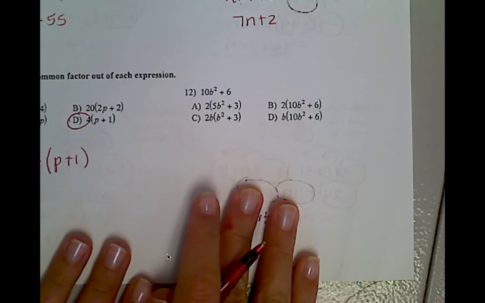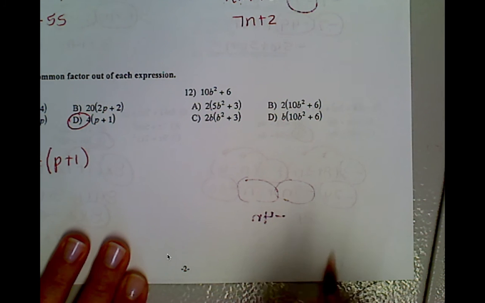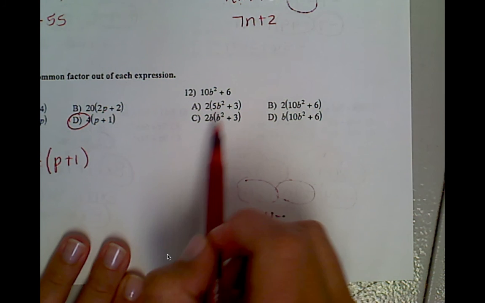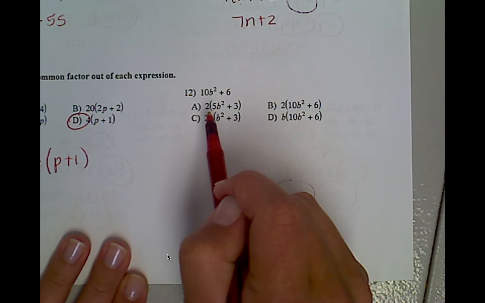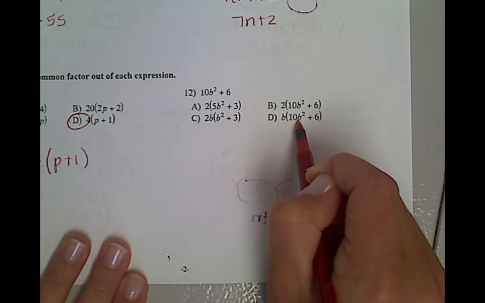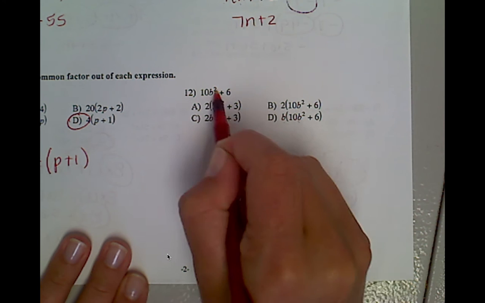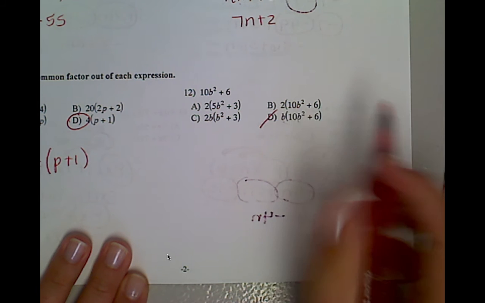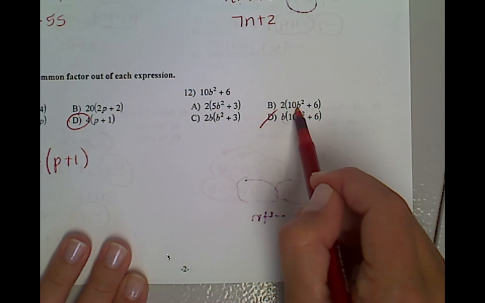Okay? Number 12. If you don't like factoring out the greatest common factor, you can always look at the answer choices. Let's start with D. B times 10b squared, that's going to actually give you 10b cubed, not a 3 up there. So we can get rid of D. 2 times 20b squared is going to give you a 20b squared.